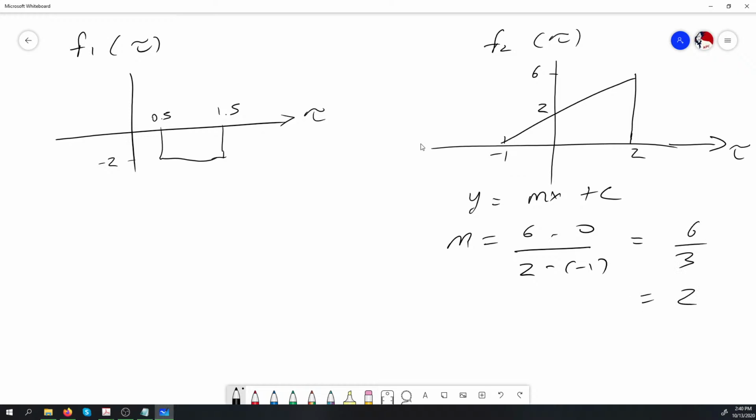So we get y equals 2x plus c, and then we can substitute in one of the coordinates to solve for c. When y is equal to 0, 2 times minus 1 plus c, so c here is equal to 2. So the equation of this line is going to be 2 tau plus 2, because we changed the axis from x to tau.